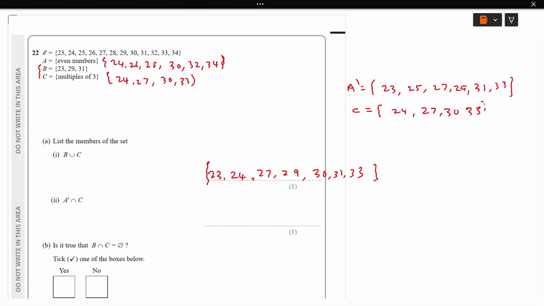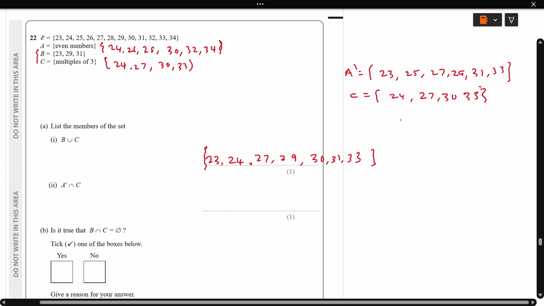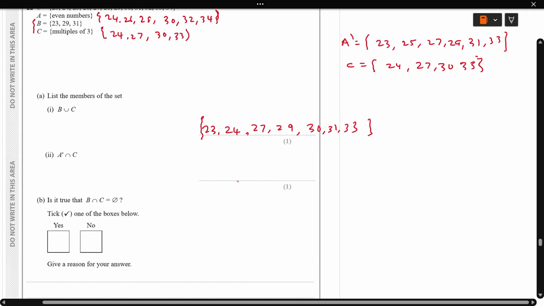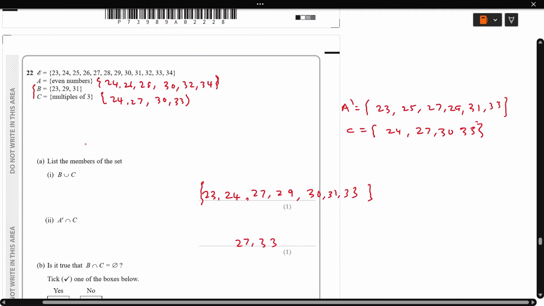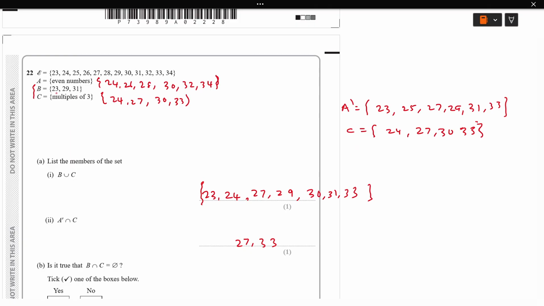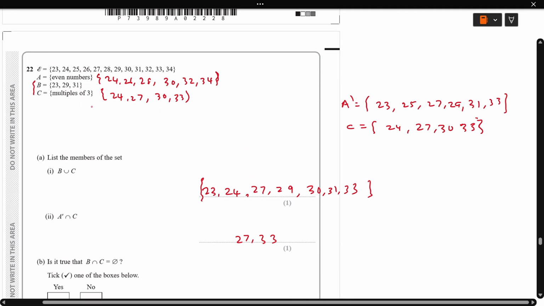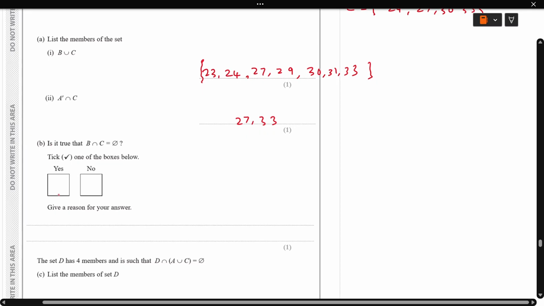Okay, now we need to bring only the common elements here. The common elements are 27 and 33, so we write 27 and 33. Next one, is it true B intersection C is empty? B intersection C is yes, empty, because in B there is no multiple of 3, but in C everything is a multiple of 3. There is no common element. So yes, it is empty.